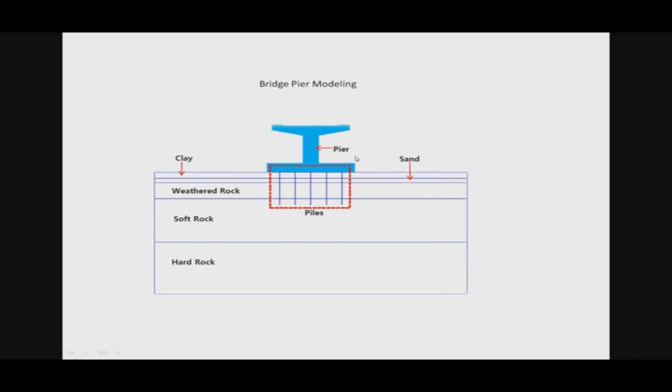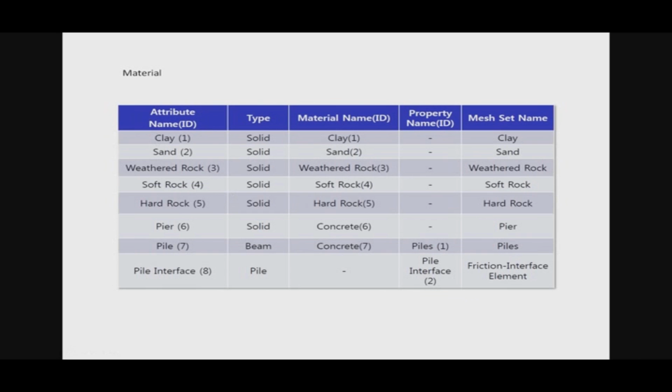The pier will be made of concrete, and the different parameters of clay, sand, weathered rock, and soft rock will be defined. Here is a list of different attributes that I am going to define in my model. When we perform the finite element analysis in Midas GTS, we need to define certain attributes. In attributes, we combine the material type and the type of element we want to assign to our finite element. And here you can see a list of different attributes that I am going to provide to my model.